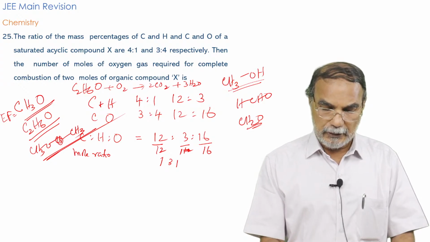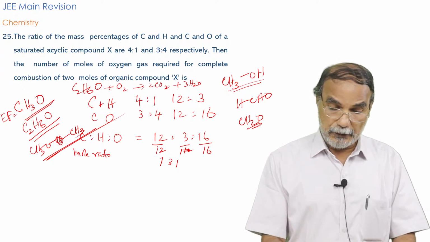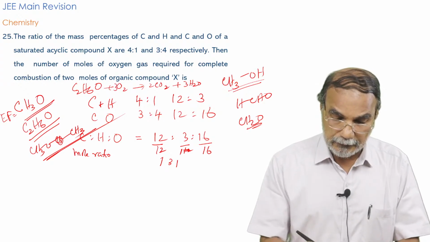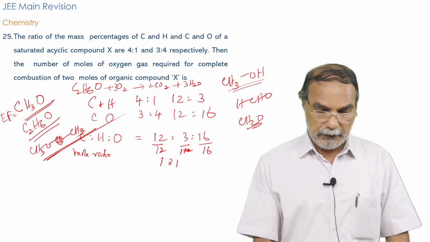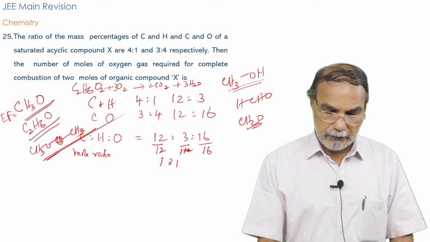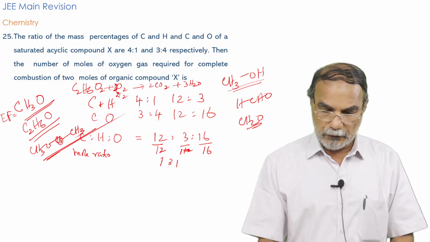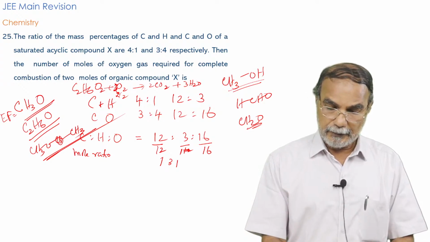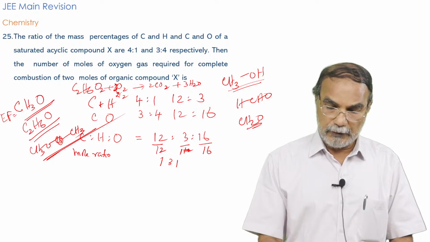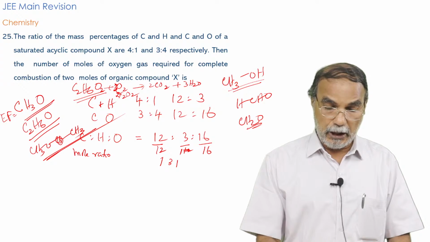So 2 carbon dioxide, 6 hydrogen means 3 H2O. You require 2 into 2, 4 plus 3, 7 oxygen atoms. Already 1 oxygen atom is in the compound, and therefore you require 6 oxygen atoms from O2. Here 3 plus 4, 7, and here already 1, that means you require only 2 and a half O2. That means for 1 mole of the compound, you require 2 and a half moles of O2.